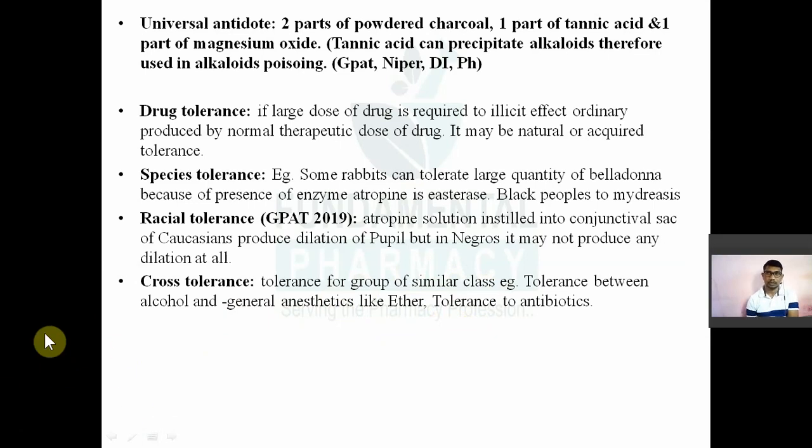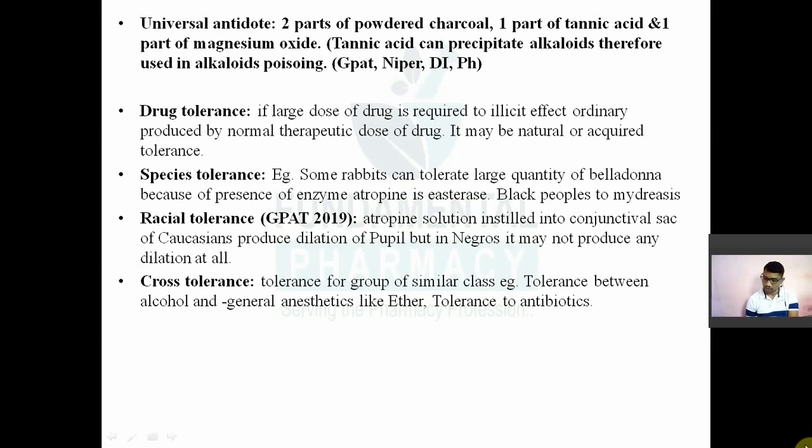If you are tolerant to alcohol, you become tolerant to ether, because ether and alcohol have a somewhat similar structure. So a large dose of ether is required to induce anesthesia. If you are tolerant to penicillins, you may become tolerant to cephalosporins, because these two antibiotics have similar structures. So if you require a large dose of penicillins, then you require a large dose of cephalosporins also.